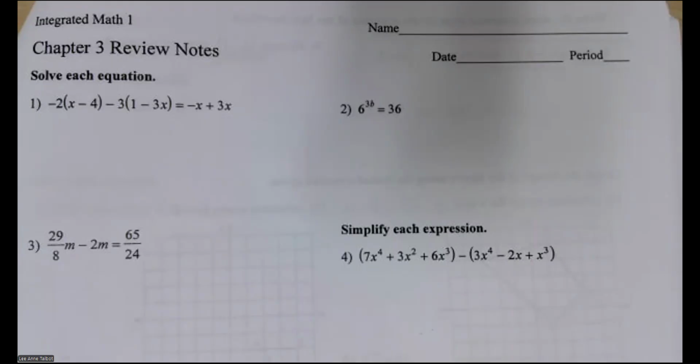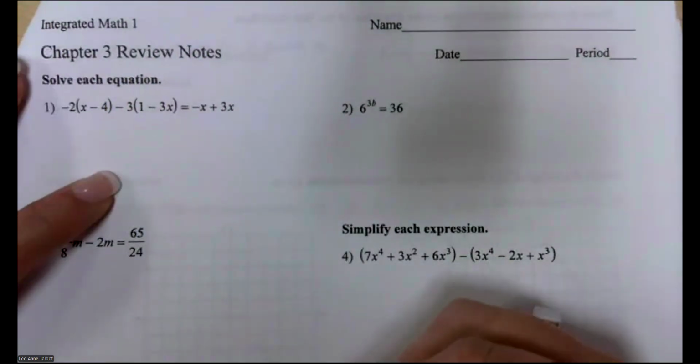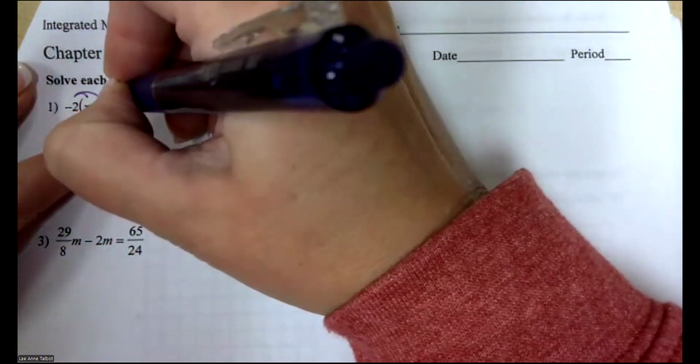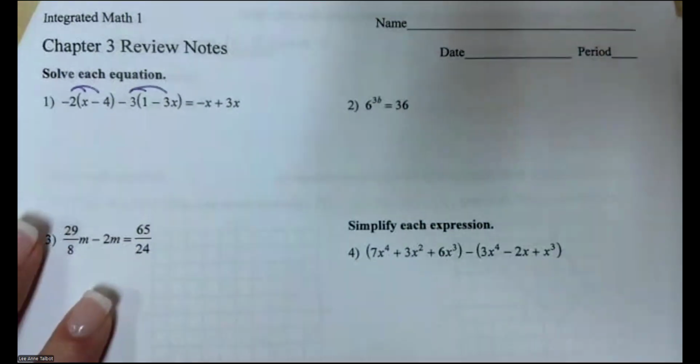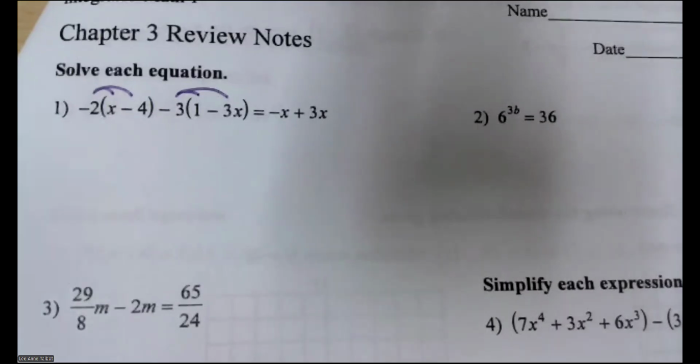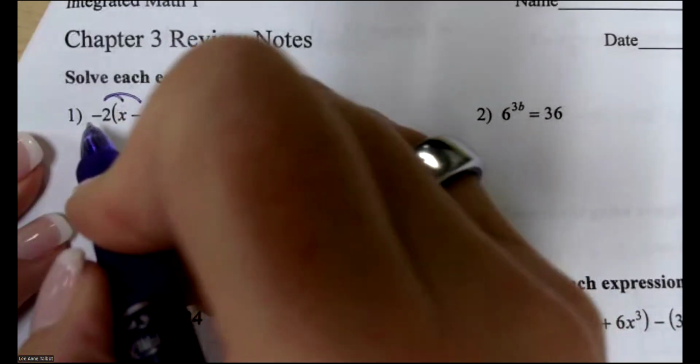All right, number one is an equation with distributive property. And I want to be really careful in this one. Notice it's just riddled with negatives. So we have to be really careful with what we write down.